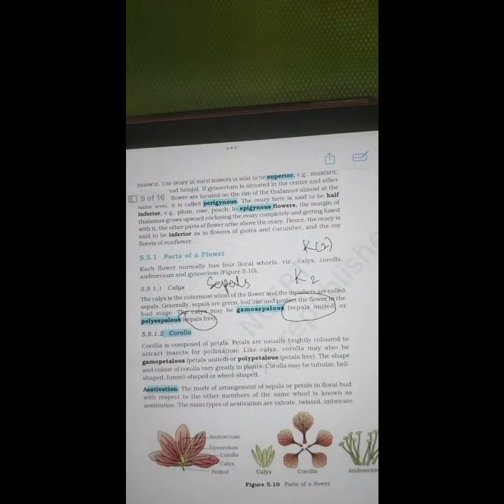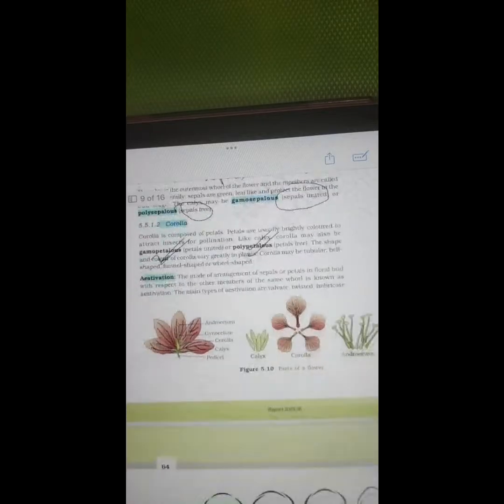Corolla is the collection of petals, right? So we use the same terms for it, gamopetalous and polypetalous. Gamo means fusion. Fusion of what? Petals. Poly means free. Petalous means petals. So if petals are free, polypetalous. If petals are fused, gamopetalous.